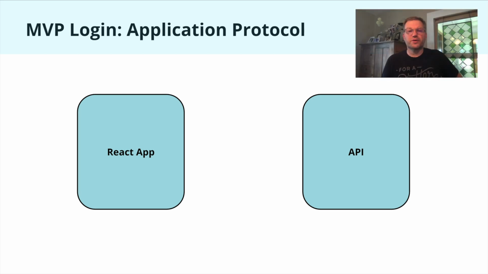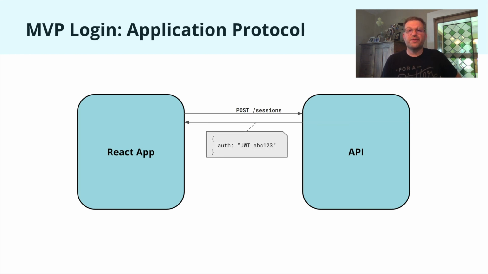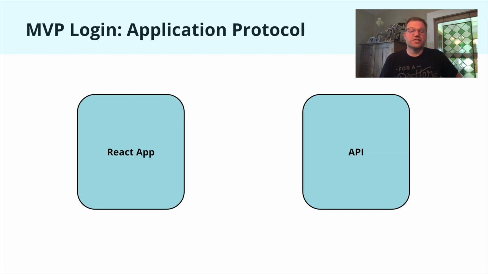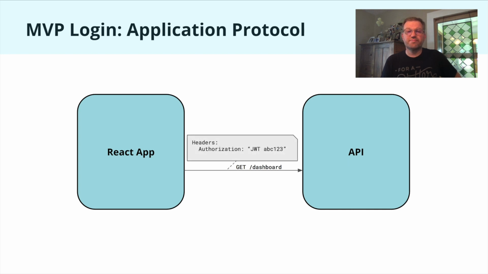Given those OAuth 2 roles, the application protocol is pretty much what you'd expect. The client application would post to sessions, and the API would look for the username and password. If it agreed with those, then you'd be granted a signed secure JWT issued from the API. Then every request after that, for instance to get dashboard information, would provide the JWT in an authorization header. And the data would be provided back with a brand new JWT to use for the next request.